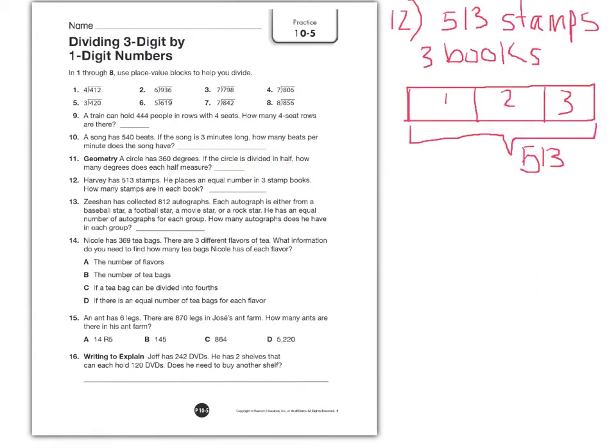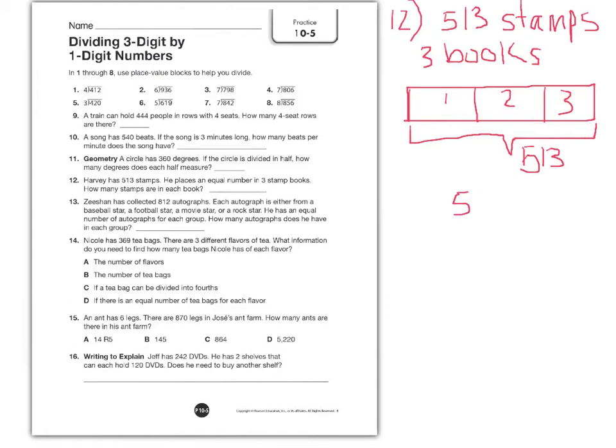Number 12. Harvey has 513 stamps. He places an equal number in 3 stamp books. How many stamps are in each book? If you look over to the right here, I have written already 513 stamps and 3 books. Those are the 2 numbers you're pulling out. You're going to be dividing 513 by 3 because there are 3 books. Just like we split up those minutes earlier, we are splitting up the books the same way. 1, 2, 3. And you're splitting up those 513 stamps between the 3 books.